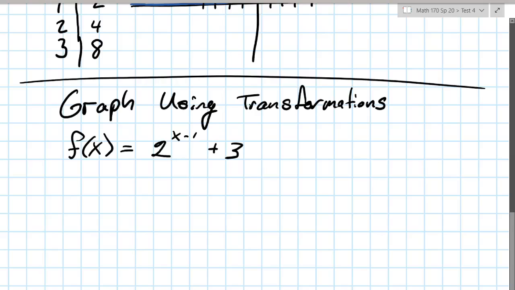Next, let's look at some more graphs. Let's graph using transformations. When we look at this function, we notice it's an exponential function because you have a 2 to the x power. Let's put some parentheses right there. So first thing you notice is that's going to move it to the right 1.